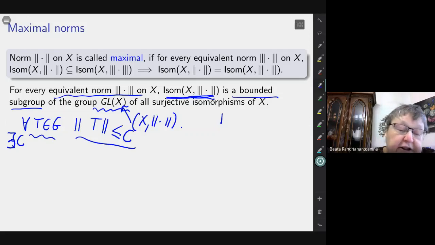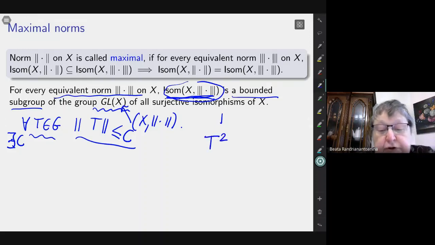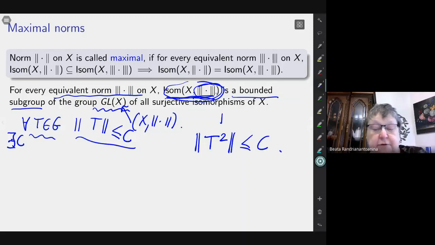So if this is a group of isometries for some different norm, then T squared is also an isometry in this norm, meaning its original norm is still smaller than the same C, because that norm is C-equivalent to the original norm. So any compositions of these isometries remain isometries in the new norm, meaning they have the same bound C, meaning they are a bounded subgroup.